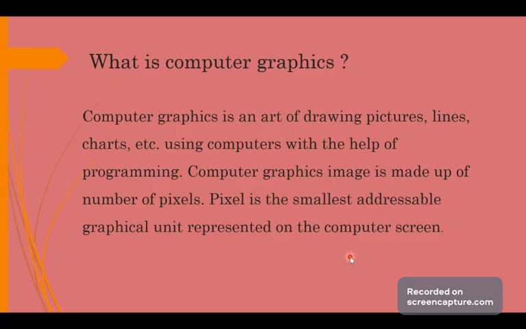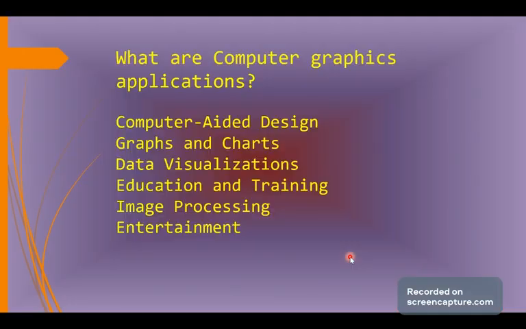What is computer graphics? Computer graphics is an art of drawing pictures, lines, charts, etc. using computer with the help of programming. Computer graphics image is made up of number of pixels. Pixel is the smallest addressable graphic unit represented on the computer screen. So it's a simple definition for computer graphics. I hope you all got it.